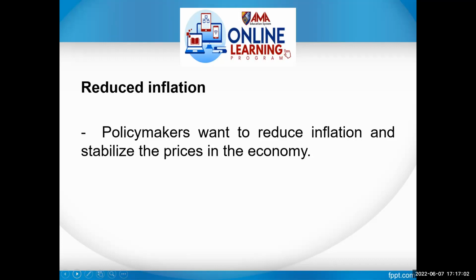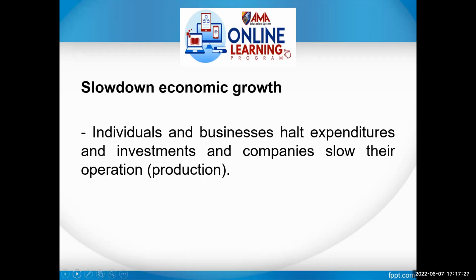right? So for instance, the diesel, the gasoline, the petroleum products, they keep on rising. The prices continuously go high. So to make the prices more stable, a contractionary monetary policy must be implemented. So it also slows down economic growth. How? Individuals and businesses halt expenditures and investments, and companies slow down their operation.